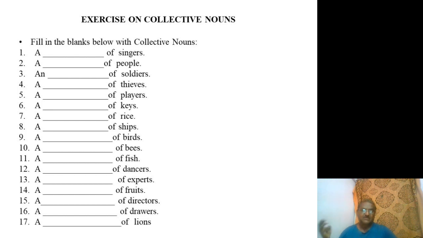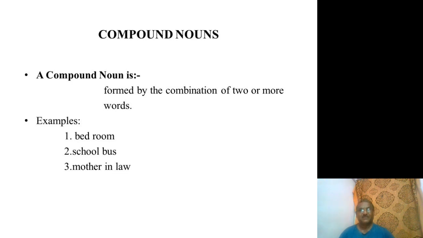So collective nouns are completed. Next, compound nouns. What do you understand by compound noun? In most of the grammar books, you don't find compound noun. You just see proper nouns, common nouns, abstract nouns, concrete nouns, material nouns, collective nouns, countable nouns, and uncountable nouns only. So how do we prepare this compound noun?